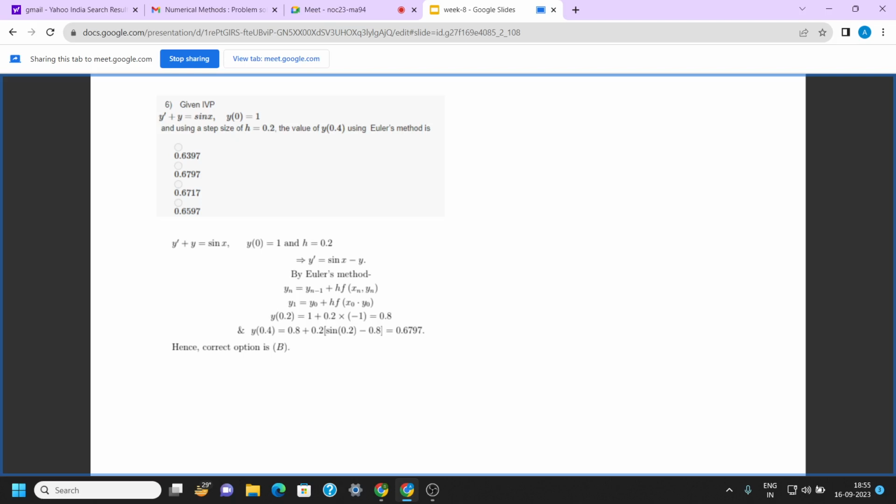So just check your calculations. The correct option is B, 0.6797. It will be a minor difference in the calculation, so just check it. You should get 0.6797.